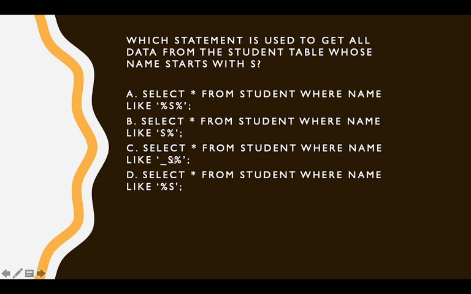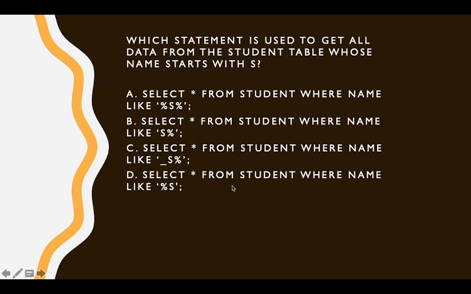Then we have underscore S percentage. So why not underscore? Because underscore is used to match exactly one character. But do we need to match exactly one character before S? I don't think so, because our name is starting with S. There's no character before S. So obviously we are going to reject this.